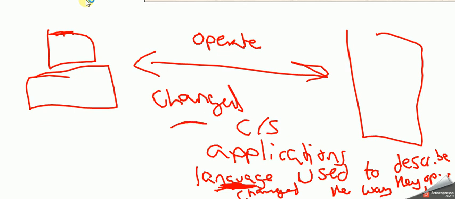And that, so far to you, will be like, what are you talking about? And the next video is going to explain exactly what I mean, but you need to know that point. In modern day client-server architecture, the language used to describe the way they operate has changed.